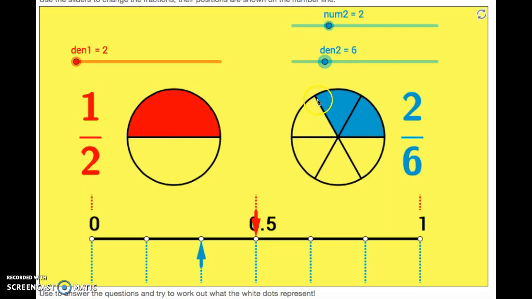No, it is not equivalent because this is a smaller space than what this one over here, the red one, is. But if we were to change the numerator to 3/6, as you can see, this is the same. We have the same amount of space on 1/2 and 3/6, so those are equivalent, just like this is shown below.